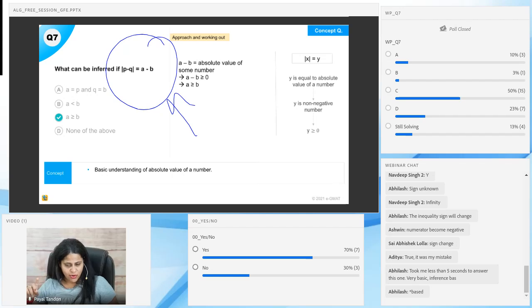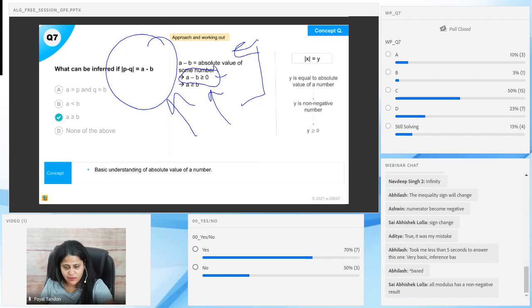What do I know about modulus? Let me translate this. What it's saying is, as it's mentioned here, a minus b is equal to modulus of some number. I don't care what that number is. I know that number here is p minus q, but I know that if a minus b is the absolute value of some number, then that means that a minus b is greater than or equal to 0. This is the inference that I needed to draw over here.